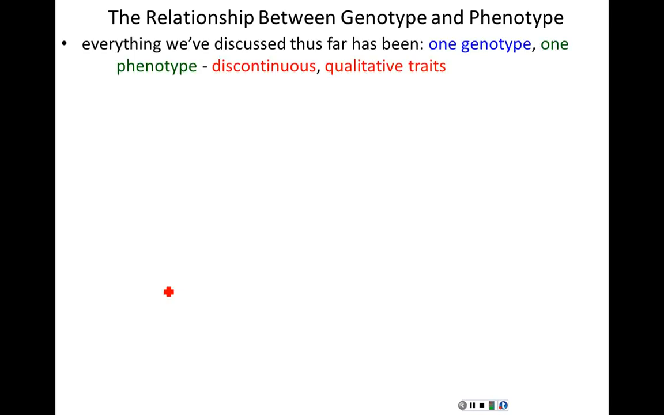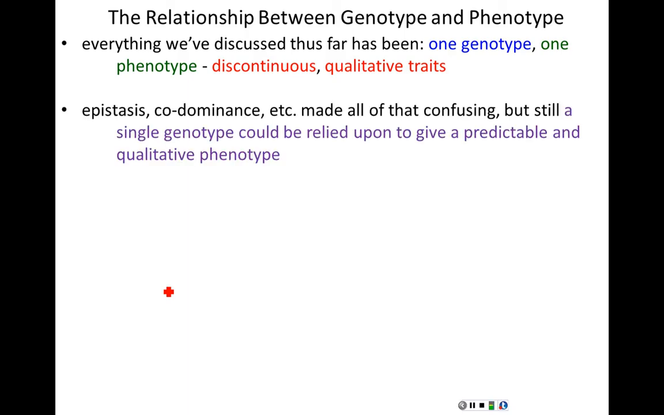All right, so let's put a finer touch on the relationship between DNA information and the appearance of the organism, between genotype and phenotype. Everything we've discussed thus far in genetics in this course has been very, very simple. There's one genotype, which equals one phenotype. We have discontinuous qualitative traits. That's what we've been talking about.